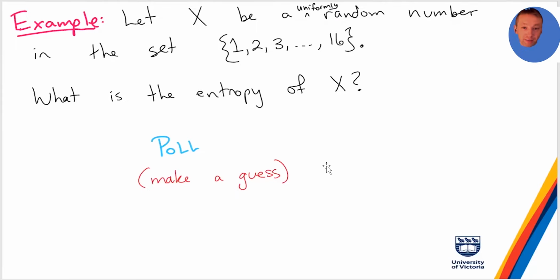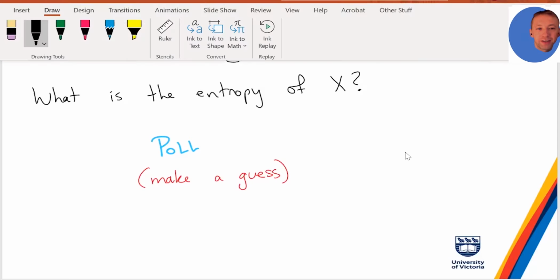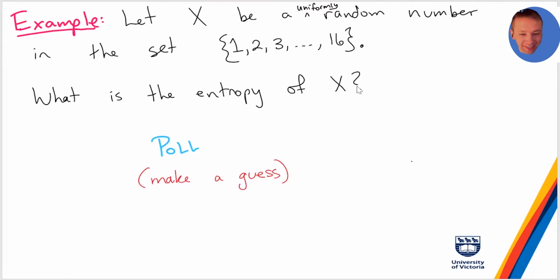Suppose I take x to be a random number from 1 to 16. I haven't really told you how to do this, but what would you guess is the entropy of x? Definitely the number of outcomes is 16. I can see that maybe this experiment is not the best because I haven't told you how to do this, and unsurprisingly, I'm getting a lot of different answers here. Almost every answer has been represented at least once. Even undefined. That's good.